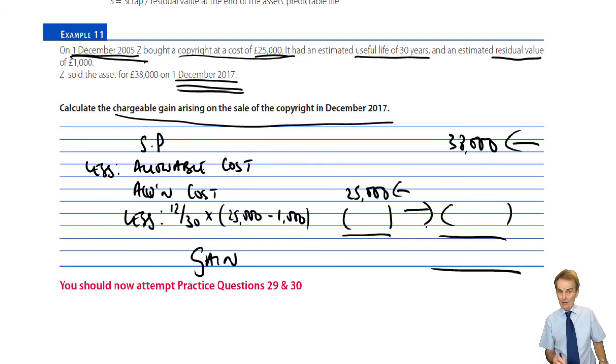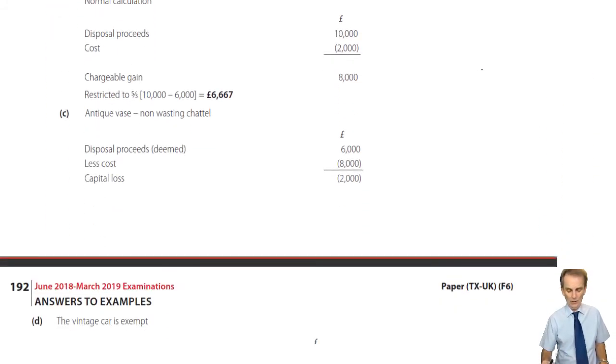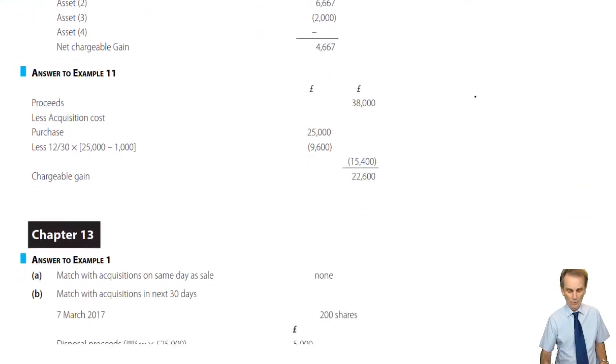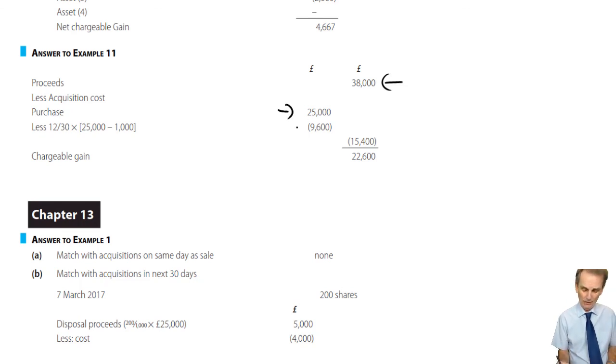Again, if need to, just pause there for a second while you do that, or otherwise, we will just look through to our answer to this problem, where we will see. There's your proceeds, 38,000. How do we work out our allowable cost? What was the purchase cost? 25,000 less. How much life out of the 30 years life when we bought it have we used up as the vendor? 12. That's the bit that's been expended by us.